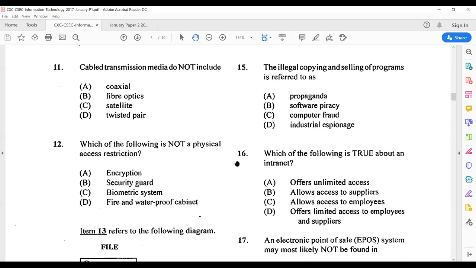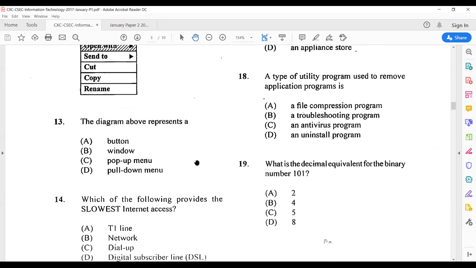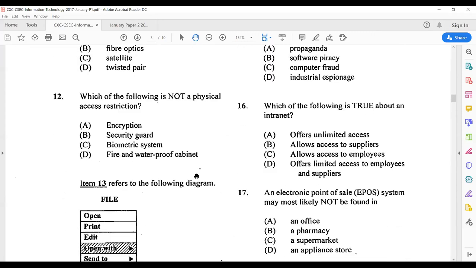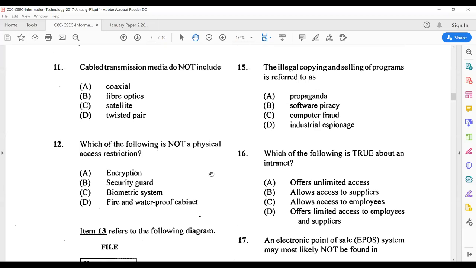The illegal copying and selling of programs is referred to as... So where is it 14, sir? 14 is the digital subscriber line, DSL. All right. Okay. Okay, so number 15.